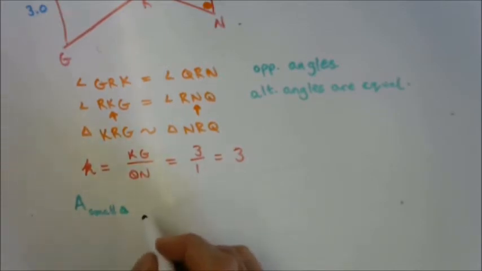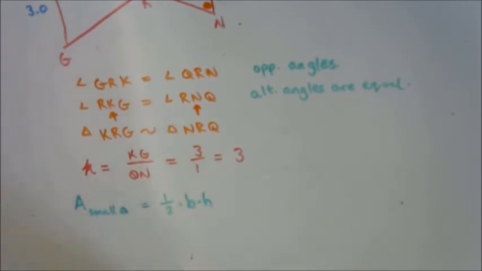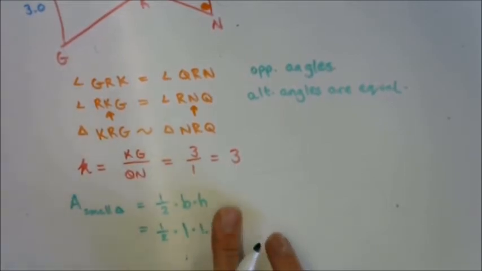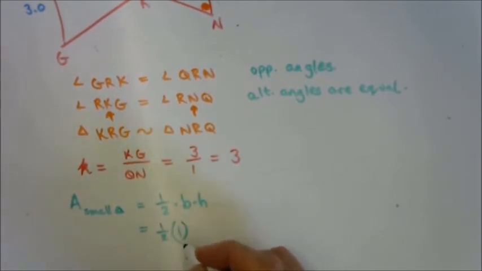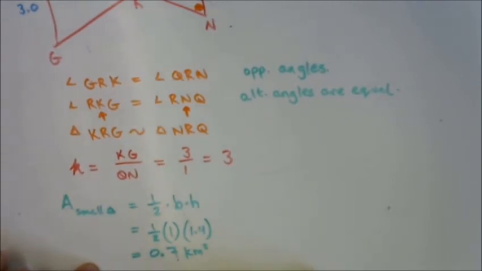What's the area of a triangle, ladies and gentlemen? 1/2 base times height. Do we have all that information for the small triangle? Yep. What's the base? 1. What's the height? 1.4. All these little dots is not the way to do it. I'm going to put my multiplication in brackets. So all we have here is 1.4 cut in half, which is 0.7. So the area of the smaller triangle is 0.7 kilometers squared.